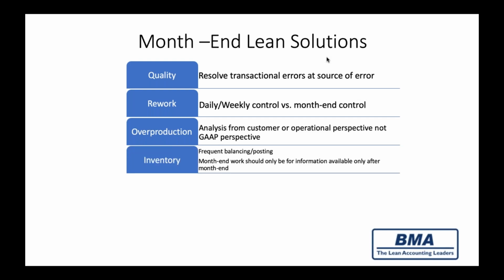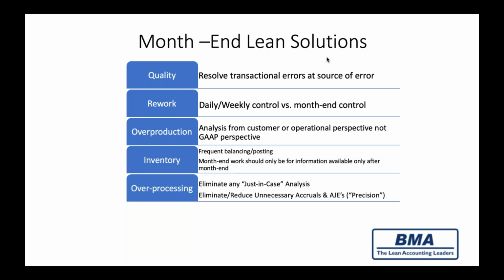Inventory is how can we do frequent balancing and posting, and the month-end work should be only for information available after month-end. Overprocessing, eliminate and reduce the unnecessary accruals and journal entries. Every journal entry should be looked at to determine if it's necessary or how can we eliminate it. If you're doing recurring accruals and reversals every month of the same types of expenses, that's something, can we accrue at the beginning of the year and then simply post on an actual basis and then reverse and accrue again at the end of the year.